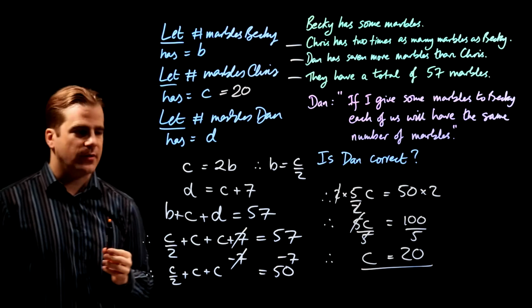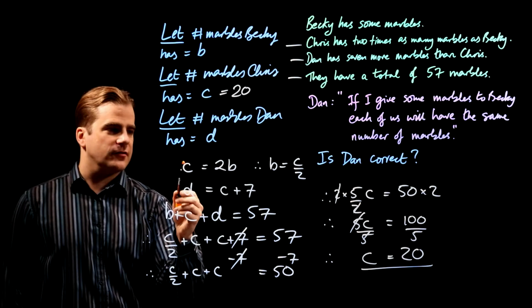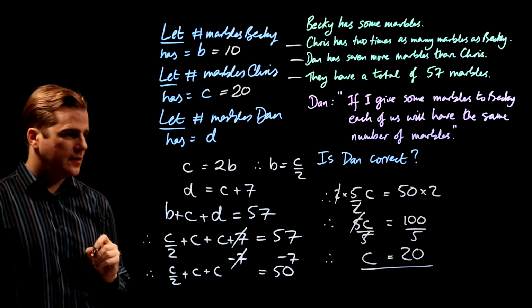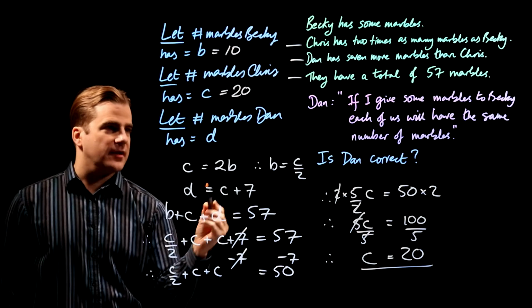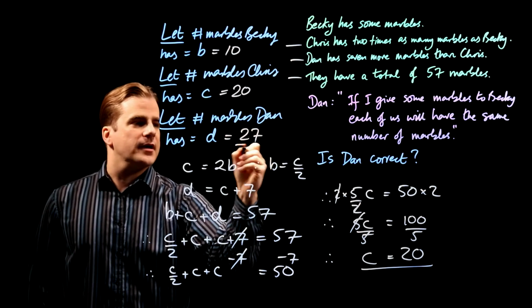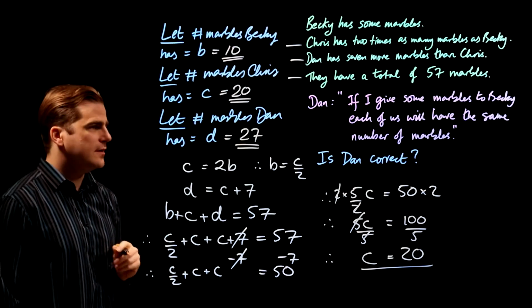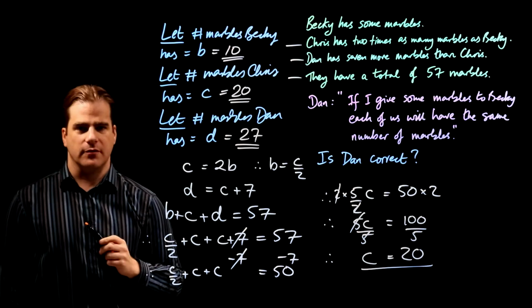Okay, pretty easy to work out the rest then. If C is 20, and 2 times 10 is 20, so B is 10. And C is 20, D is 20 plus 7, so D is 27. There we go. So, what did Dan claim? If I give some marbles to Becky, each of us will have the same number of marbles.